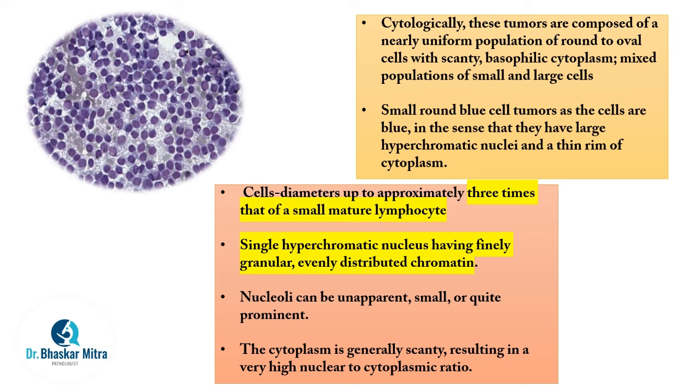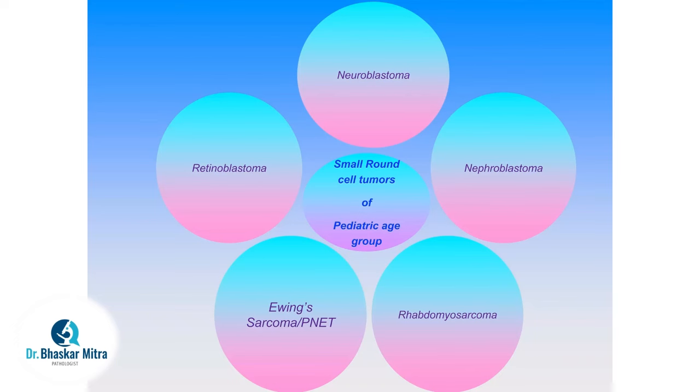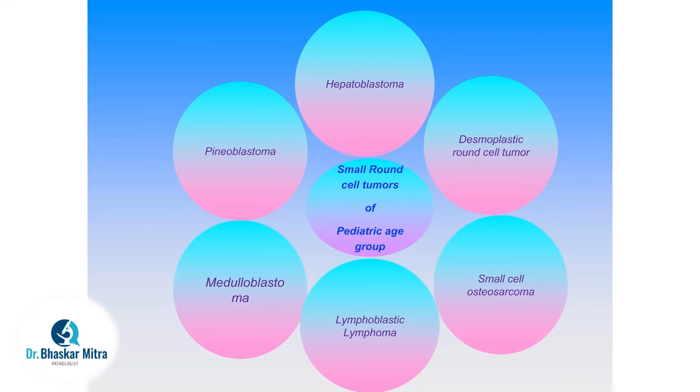Nuclei are usually not apparent in most of the cases. Cytoplasm is generally scanty. Sometimes you can see clear to vacuolated cytoplasm in some of the cases. So these are the plethora of small round cell tumors, containing blastomas: neuroblastoma, nephroblastoma, retinoblastoma, the Ewing's PNET group and the rhabdomyosarcoma group. Then comes again a group of blastomas like hepatoblastoma, pinealoblastoma, medulloblastoma, lymphoblastic lymphomas, then the soft tissue part.